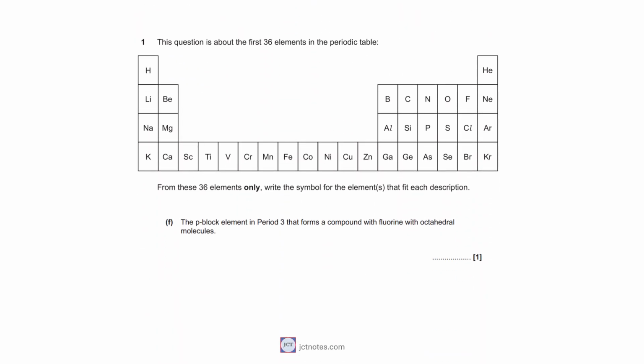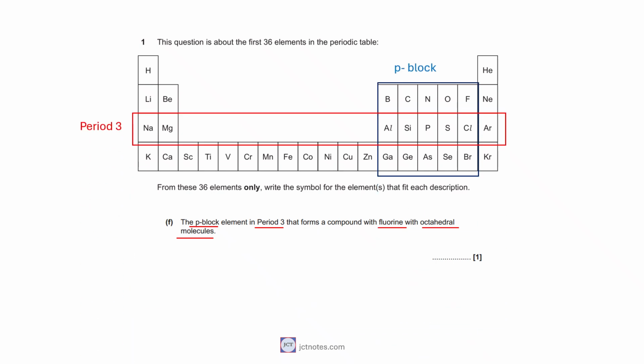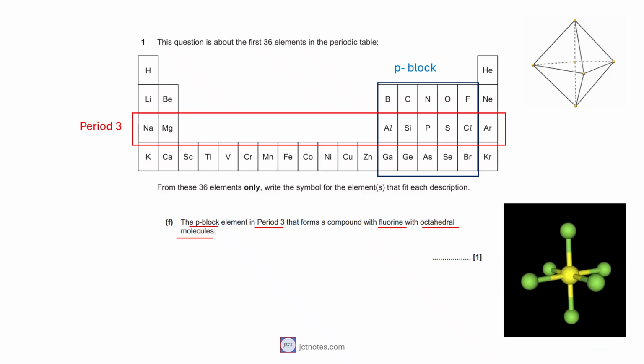In part F, we are asked to identify the p-block element in period 3 that forms a compound with fluorine with octahedral molecules. The elements in the p-block and period 3 are aluminium, silicon, phosphorus, sulfur and chlorine. An octahedron looks like 2 square-based pyramids glued together at their bottoms. An octahedral molecule is a shape where one central atom is holding onto 6 other atoms.